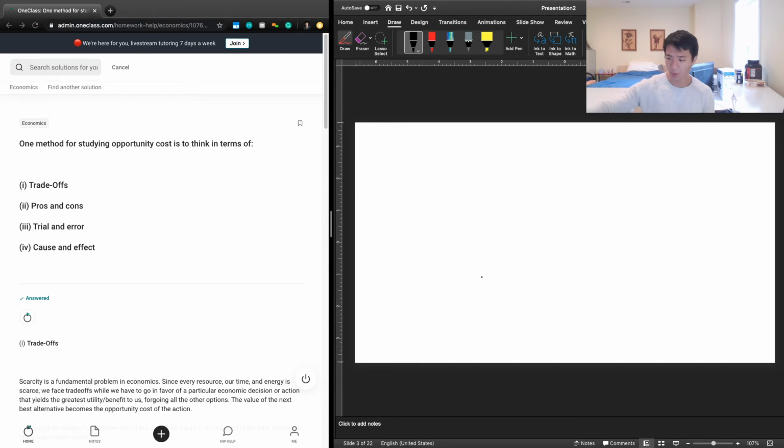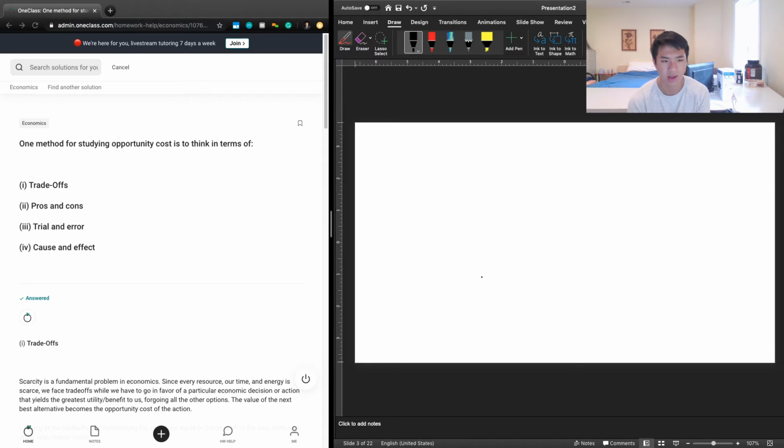So the next question says, one method for studying opportunity costs is to think in terms of which of the following. It says A, trade-offs, B, pros and cons, C, trial and error, and D, cause and effect. And so when we think of opportunity costs, we define it as, what are you giving up when you make a decision, and what is the next best thing that you could have done?